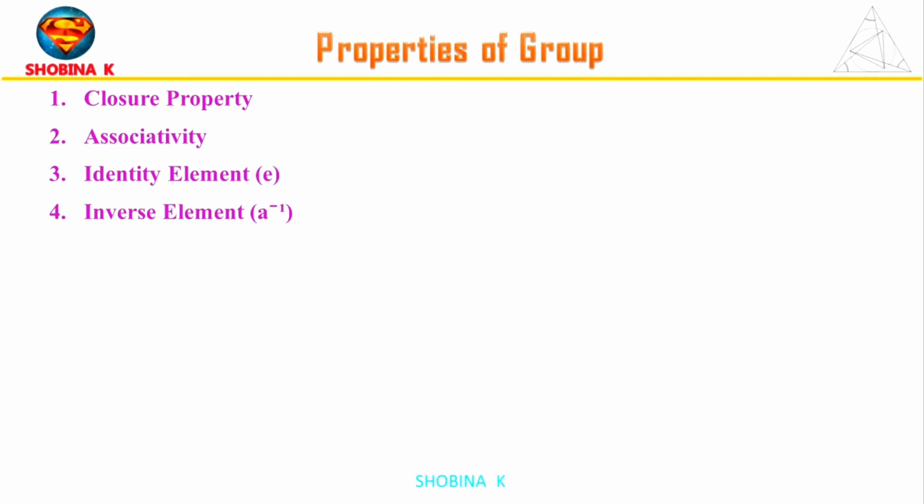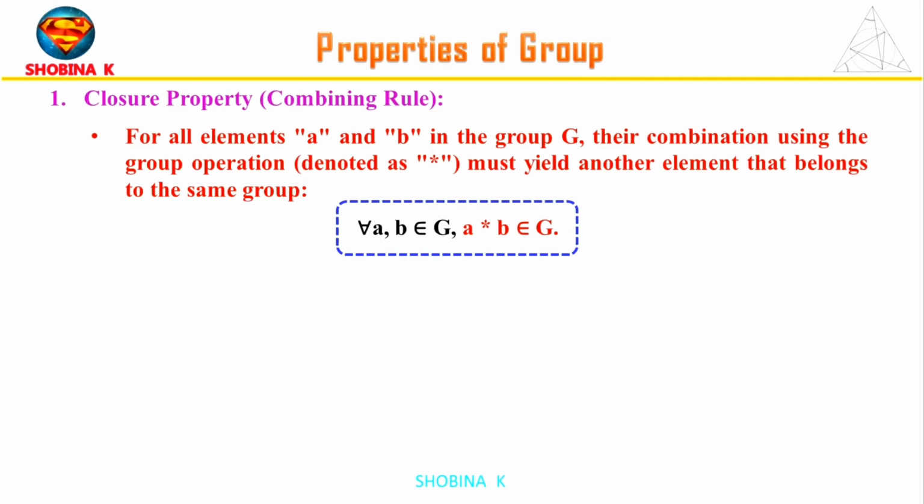These properties are a set of fundamental characteristics that a group must satisfy. There are four primary properties that define a group. First, we have closure property, associativity, identity element, and inverse element. First, closure property. For all elements A and B in the group, the result of the group operation, that is A star B, must also be an element of the group. In other words, combining any two elements of the group using the group operation must yield an element that is still within the group. The mathematical statement for the closure property is given here.